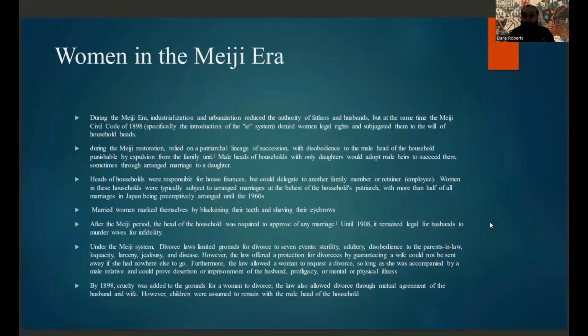Though eventually, to combat these, divorce laws were generally limited to things like sterility, adultery, and disobedience to parents-in-law, larceny, jealousy, disease, and to combat the aforementioned abuse and potential killing by the husbands, cruelty was added to it as well to protect women involved.